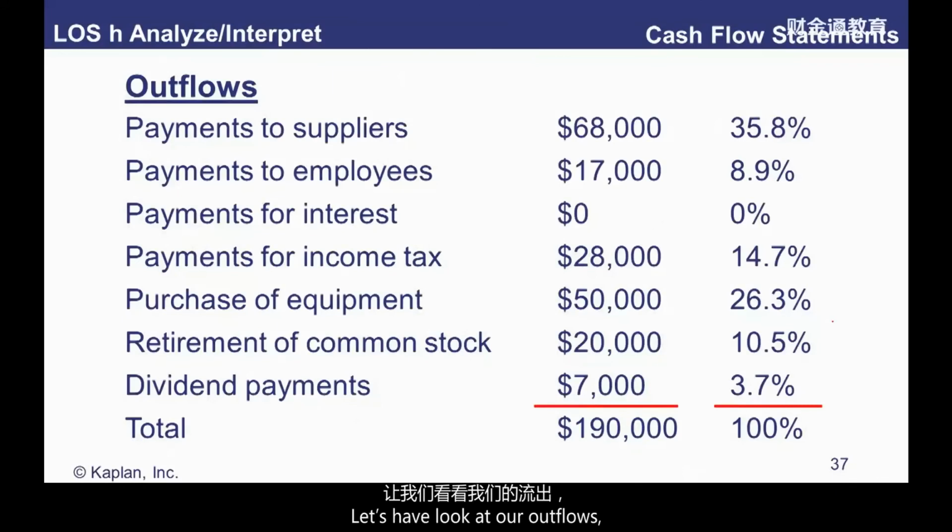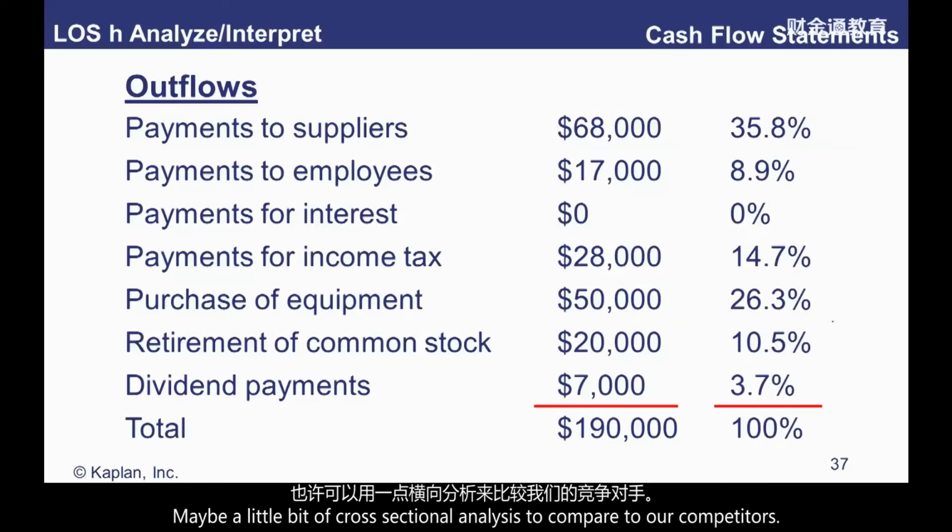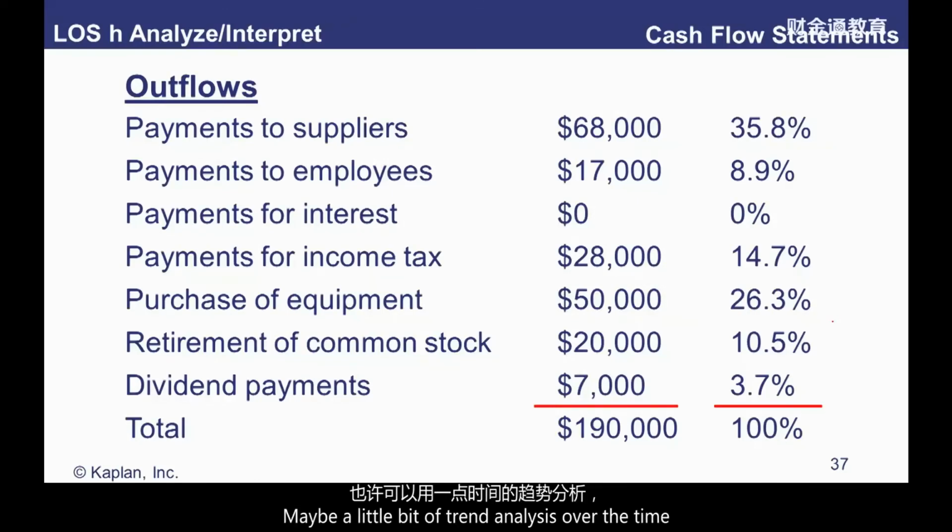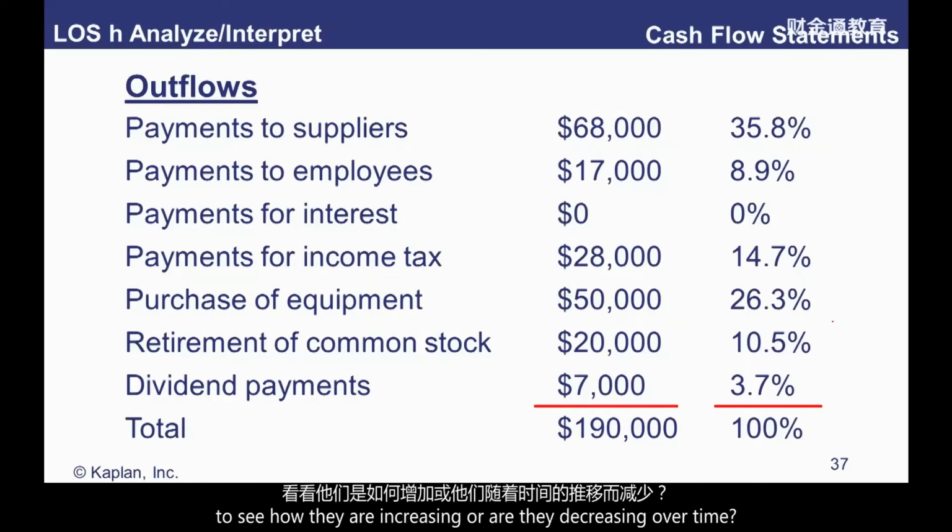Let's have a look at our outflows. So payments to suppliers, 35.8% of total outflows. Payments to employees, 8.9%. Again, are these good? Are these bad? Who knows? Maybe a bit of cross-sectional analysis to compare to our competitors. Maybe a bit of trend analysis over time to see are they increasing, are they decreasing over time.